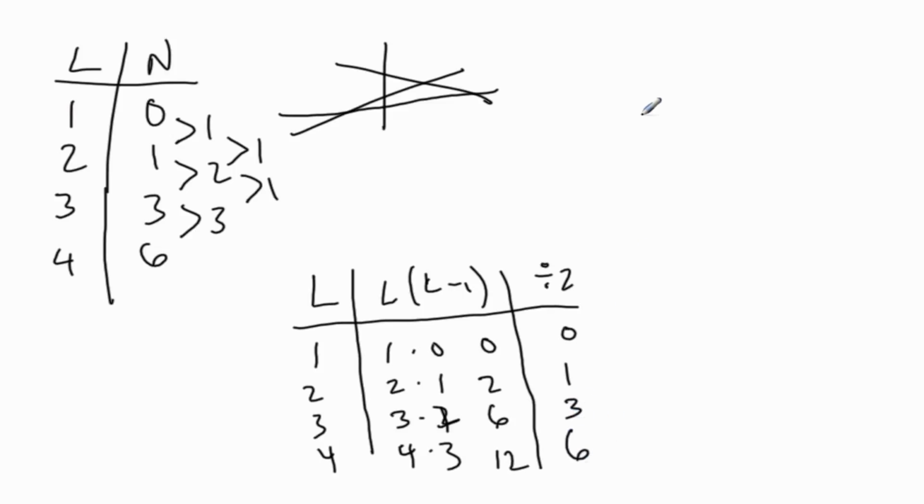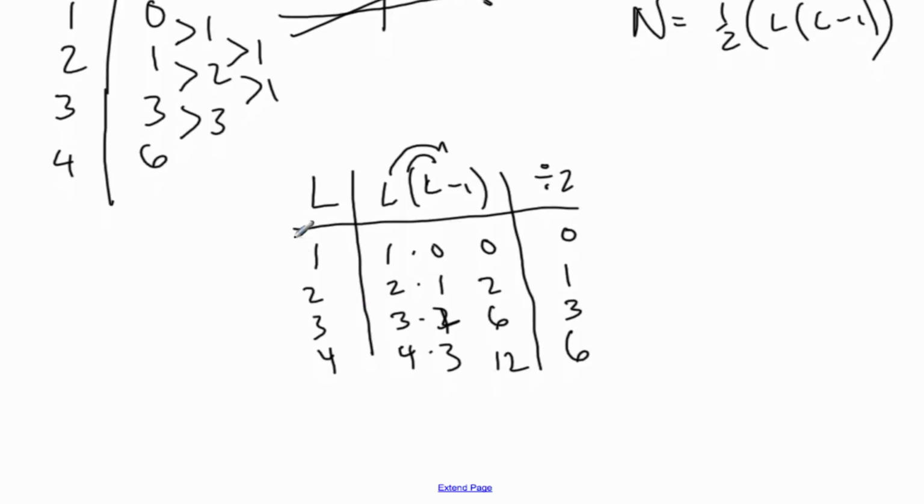And so my formula, I get N is equal to 1/2 L, and if I distribute this here, L squared minus L. And if I want, I could leave it. I'm going to leave this one just as L times L minus 1. And that's what the formula is.